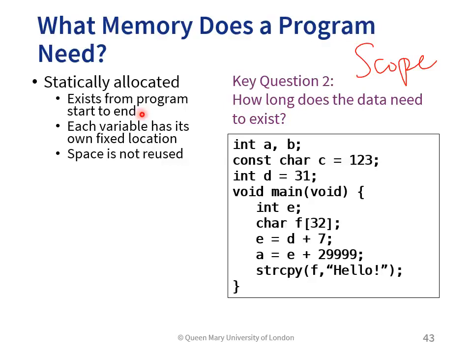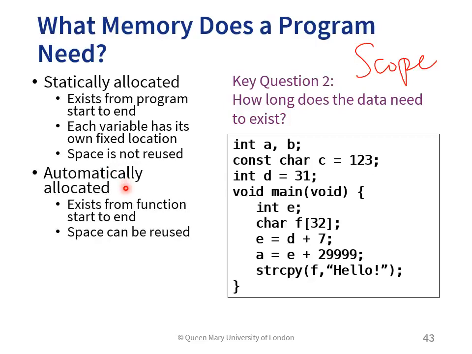If that's the case, we would like to have each variable have its own fixed location in the memory, so that we always know where to access. This part of the space cannot be reused. They are already occupied from the beginning to the end.